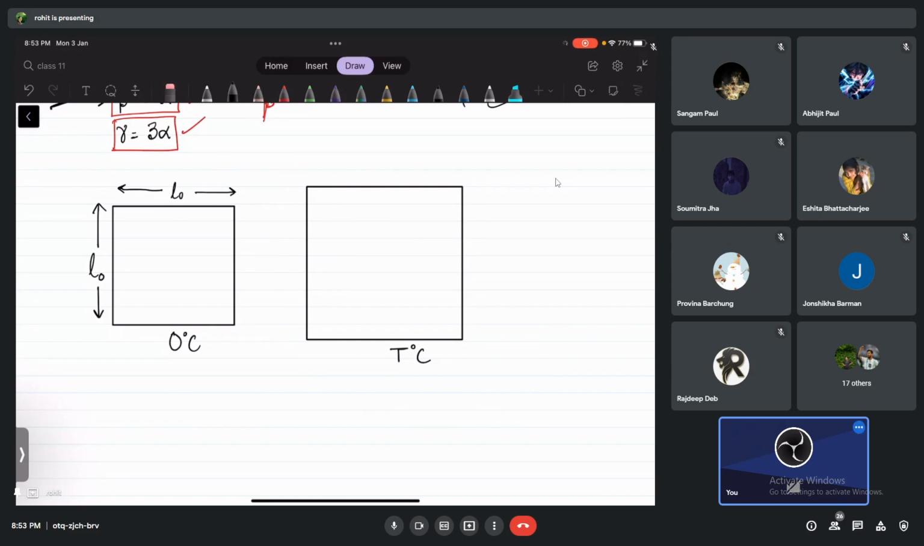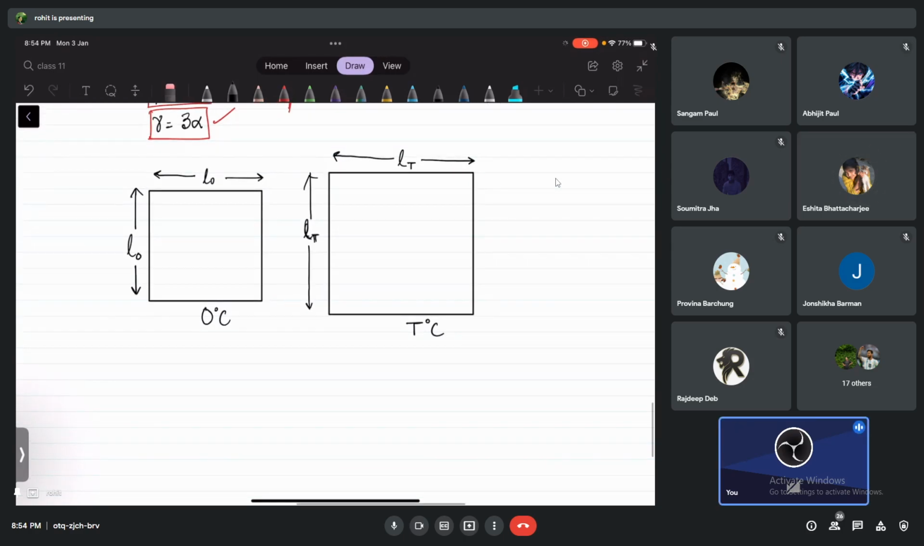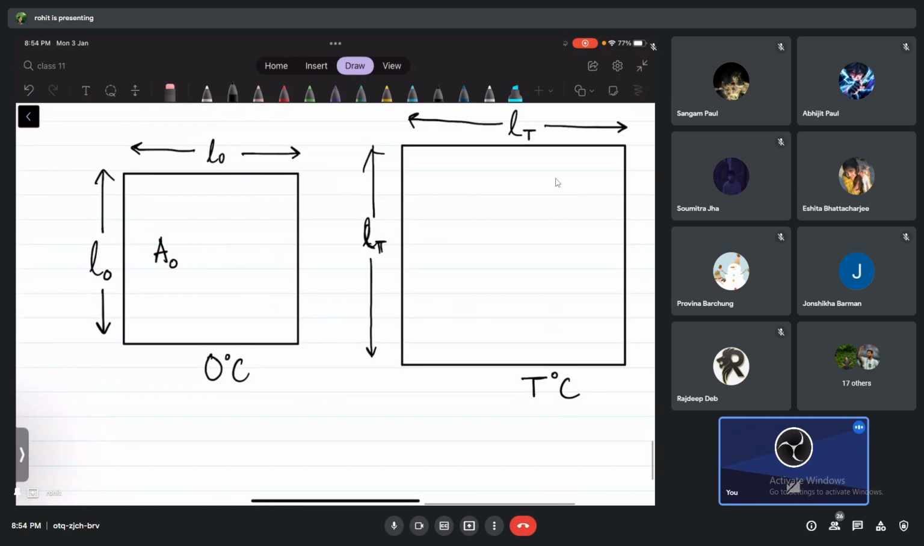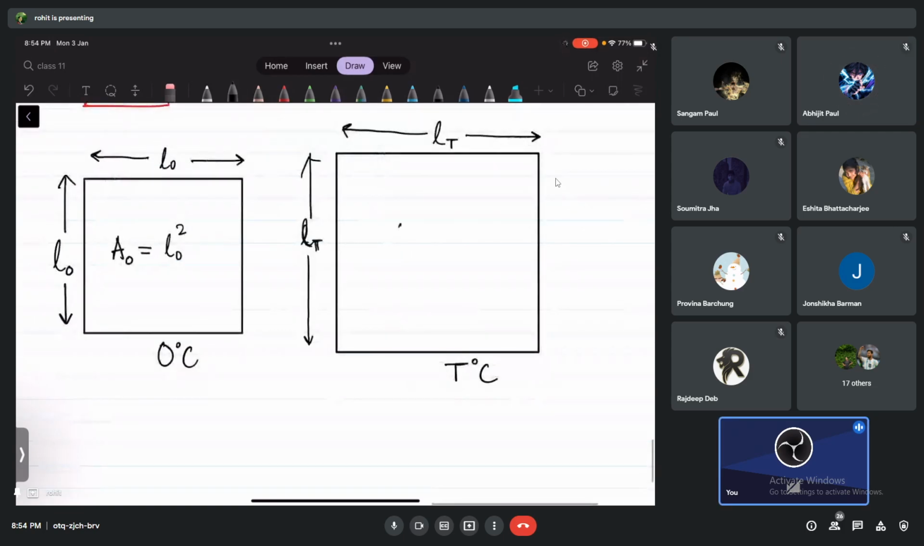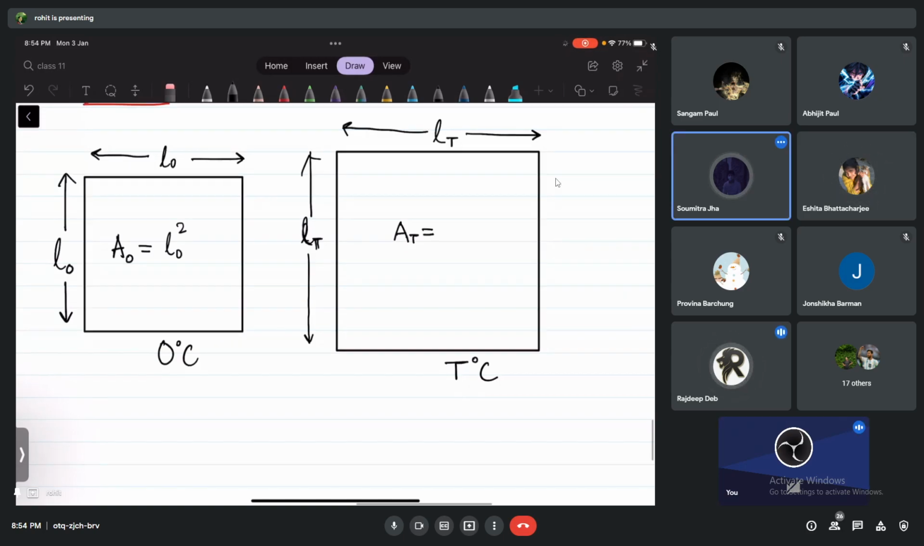Now you tell me, will the length of the side be the same or increased? Increased. So let's call it LT, and this also LT. Okay, I'm just going to write one formula. Tell me the formula for area here. Let's call it A0. A0 represents area at what temperature? 0 degrees Celsius. So what is the area right now? L0 square. Very good. Now tell me, what's the area right now, do we call it A or AT? AT. Okay, now looking at the diagram, you tell me.